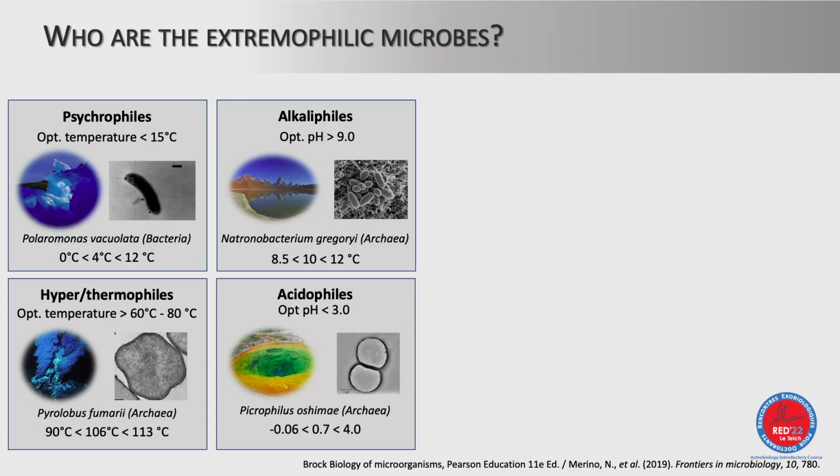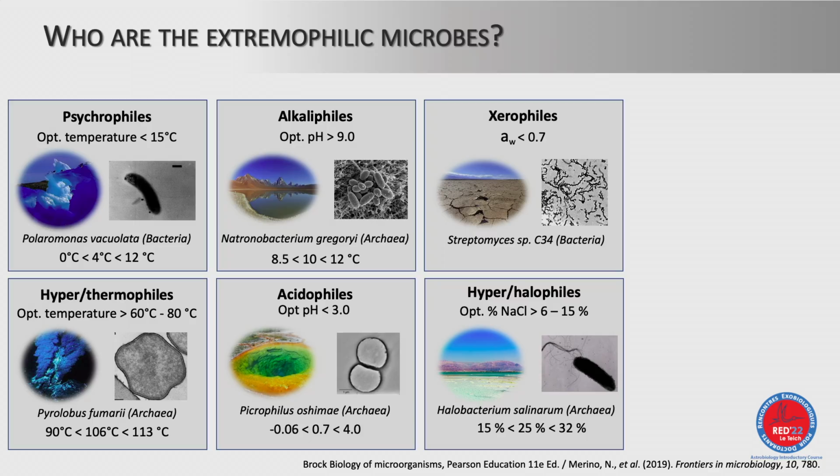Concerning the pH, we have the alkalophiles for a very high pH. They grow at pH over 9. And here is an example with Natronobacterium gregoryi, which was isolated from a soda lake. And at the other extreme, we have acidophiles with really low pH, below 3. And Picrophilus oshimae was isolated from a geothermal vent.